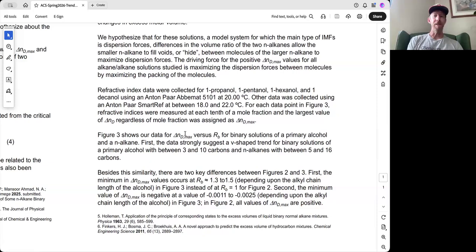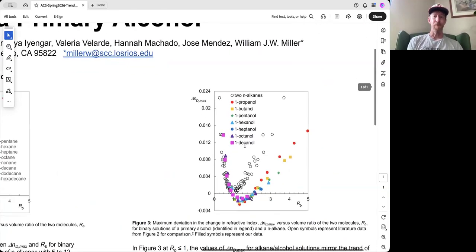Figure 3 shows our data for delta ND max versus RB for binary solutions of a primary alcohol and an alkane. First, the data strongly suggests a V-shape. Yes. So that's now the colored ones here, where we've reproduced the two alkane ones, the same data as in figure 2, but the new data is for the different alcohols shown here.